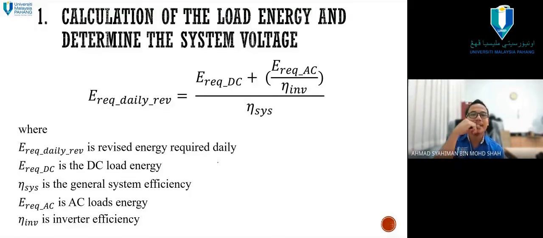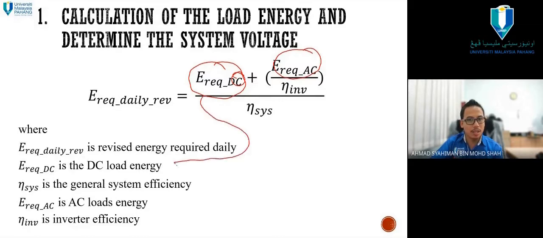Okay. Calculation of the load energy and determine system voltage. So load energy. Here, we include both. Remember the 300 watt hours that we calculated for the DC and AC? We are going to include it here. This one is for the DC and this one is for the AC. Actually, this is the DC load energy and this one is coming from your AC load earlier.